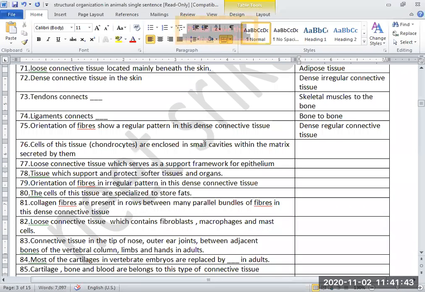The cells of this tissue are enclosed in small cavities within the matrix secreted by them. I am asking about the chondrocytes. The small cavities are called lacunae, but I am asking about the tissue. If you want options: cartilage or bone? Cartilage.